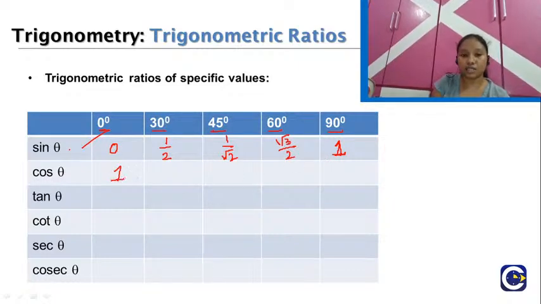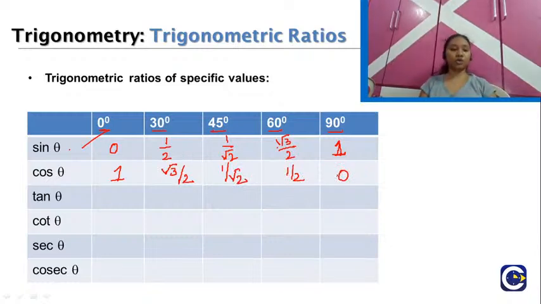And the last but one, root 3 by 2. So here it is root 3 by 2. And here same, 1 by root 2. And here it will be 1 by 2. And here it will be 0. So to get the values of our cos trigonometric functions, what we have done here is simply taken the values from the back side of our sine function.